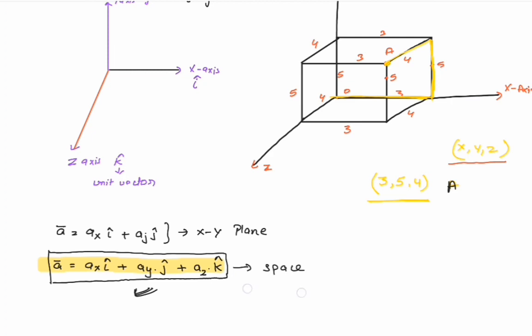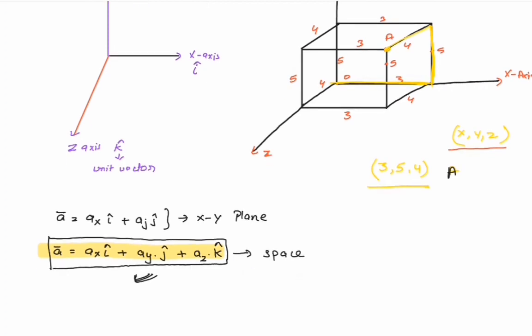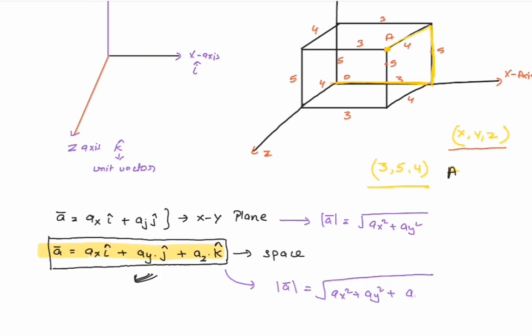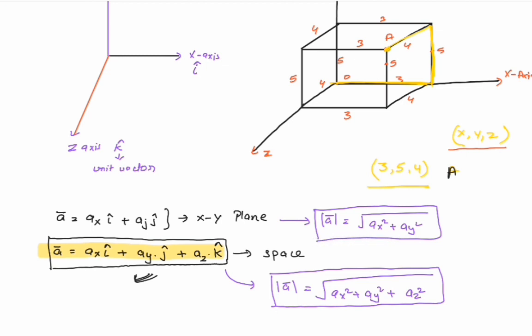Now, suppose the vector is given like this, and you are asked to find the magnitude. For how to find the magnitude of vector A in this case: for the xy plane, we simply find the magnitude like ax square plus ay square. Now, how to find the magnitude of this vector? Same method. The magnitude of this vector will be given by ax square plus ay square plus az square. This is the magnitude of the xy plane vector. This is the magnitude of the given vector in space.